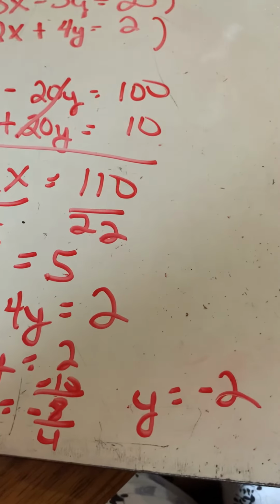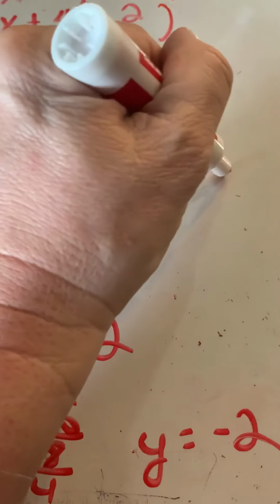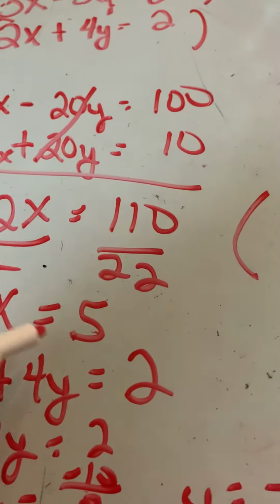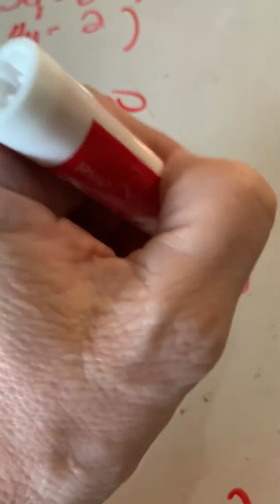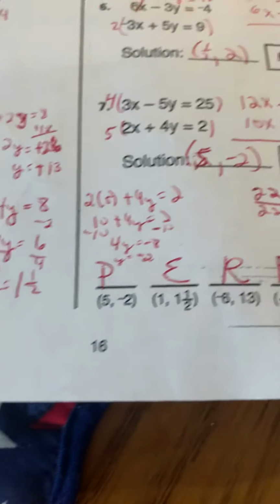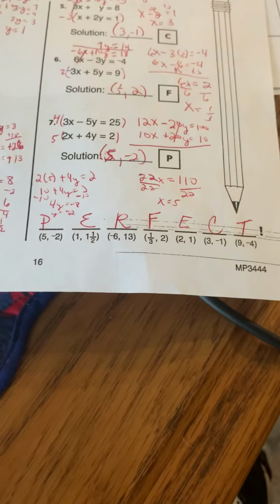So my solution for that is 5, negative 2. And you can see, if you solve all this correctly, you end up with perfect.